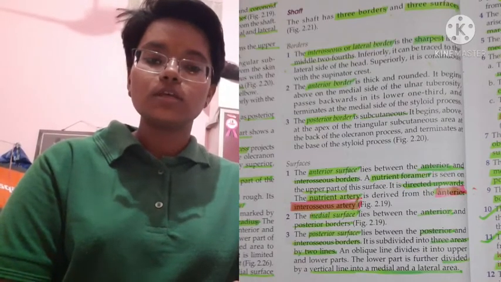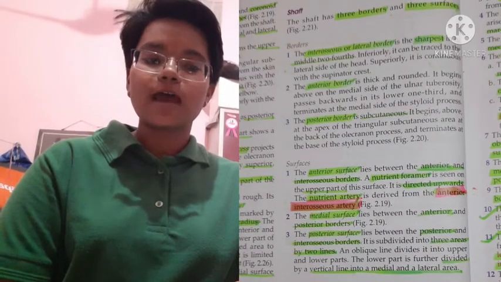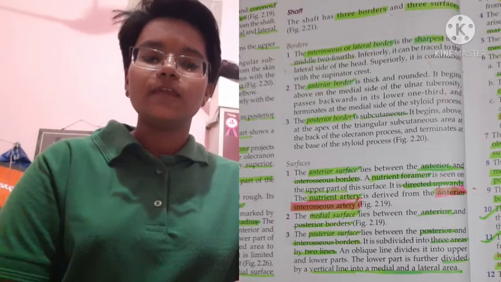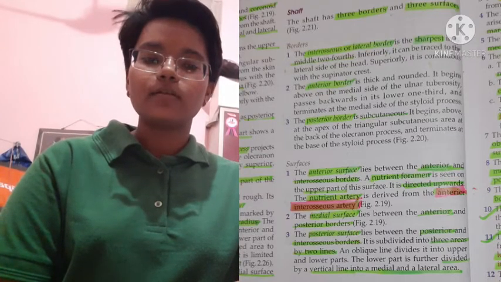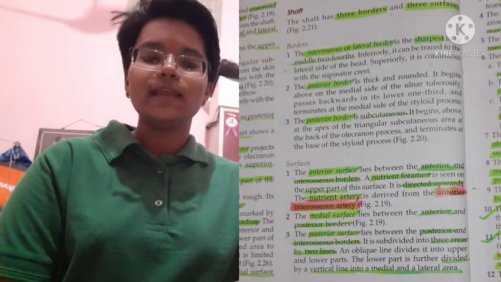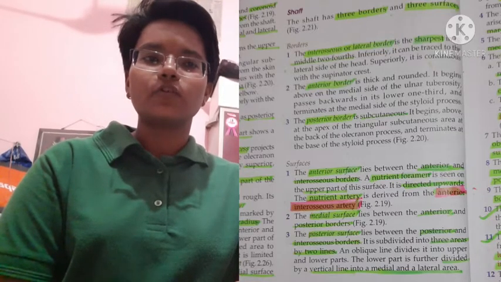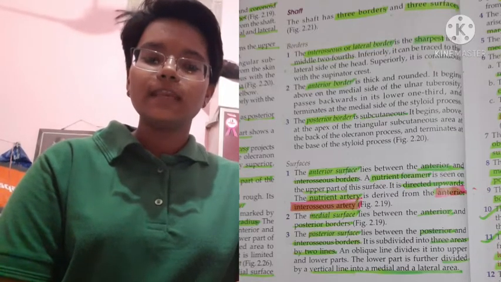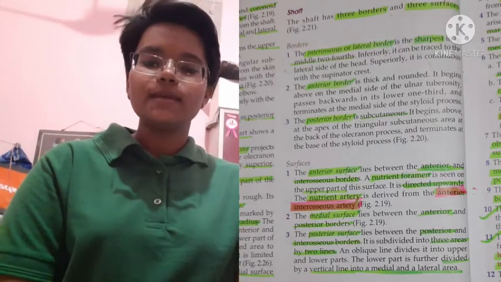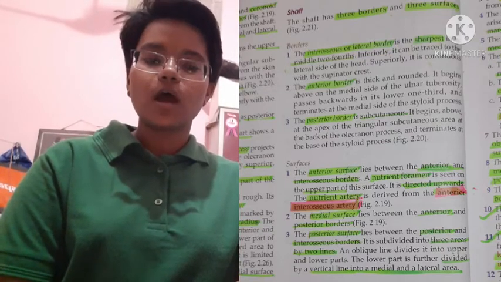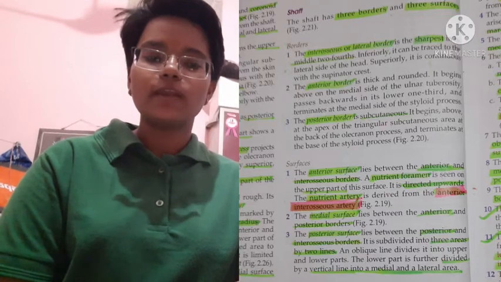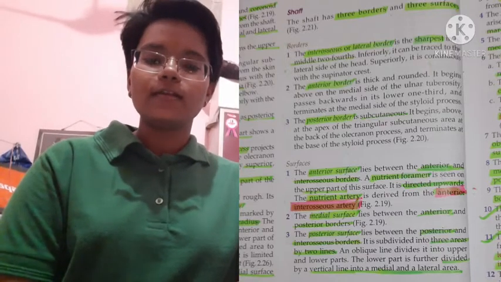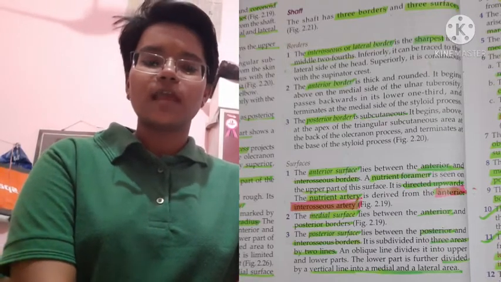Borders. The interosseous or lateral border is the sharpest in its middle two-thirds. Inferiorly, it can be traced to the lateral side of the head. Superiorly, it is continuous with the supinator crest. The anterior border is thick and rounded. It begins above on the medial side of the ulnar tuberosity, passes backward in its lower one-third and terminates at the medial side of the styloid process.